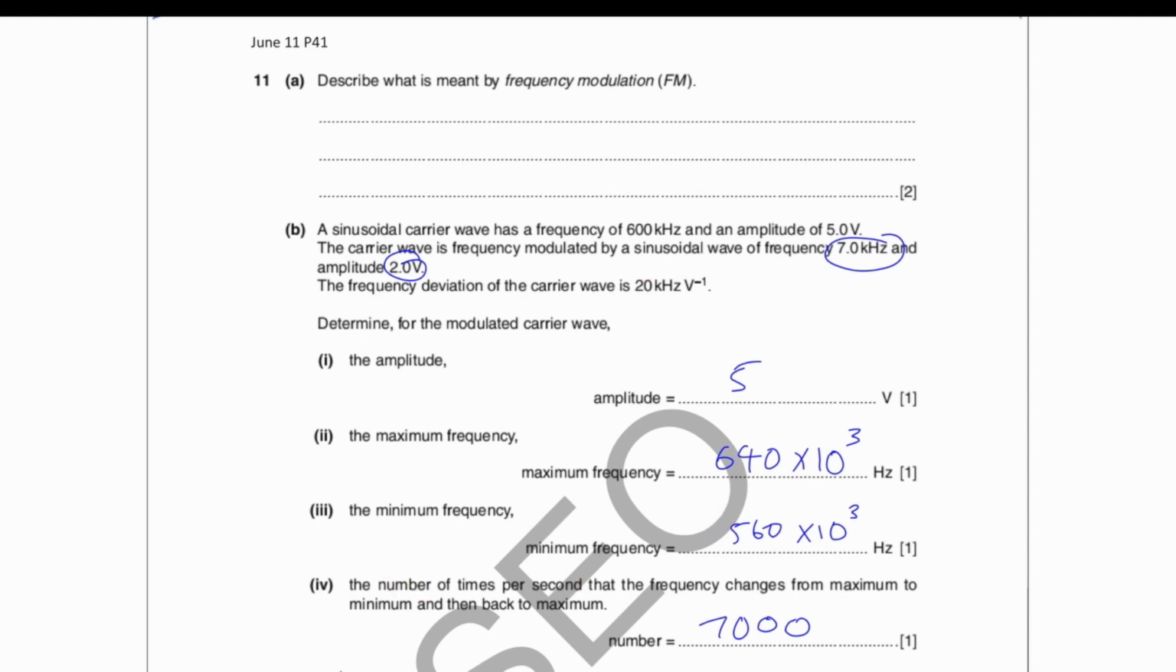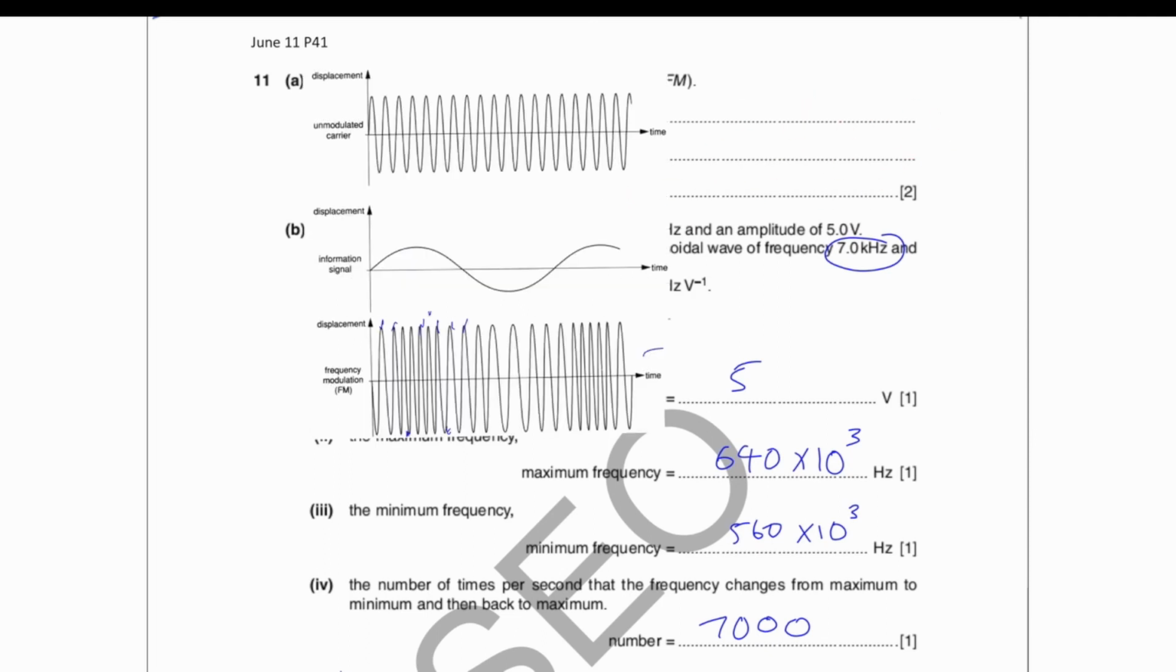And then the last part, the number of times per second that the frequency changes from maximum to minimum and then back to maximum. So what does it mean, right? Which is the number of times per second the frequency of the carrier wave changes from highest to lowest and then to highest again. Now, if we notice from this diagram again, they are asking how many times in 1 second the frequency changes from highest to lowest to highest.